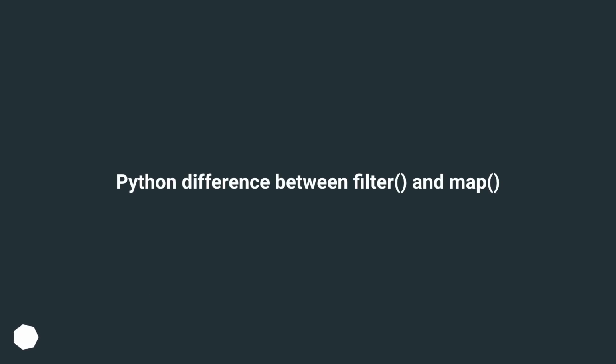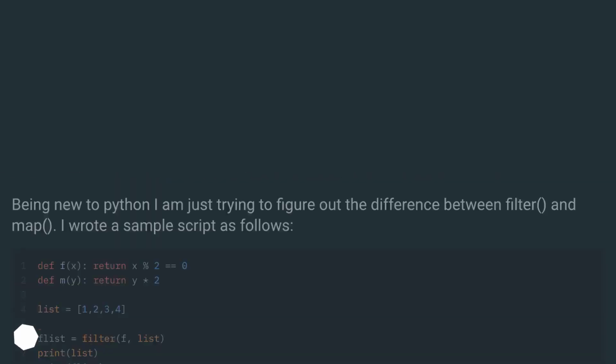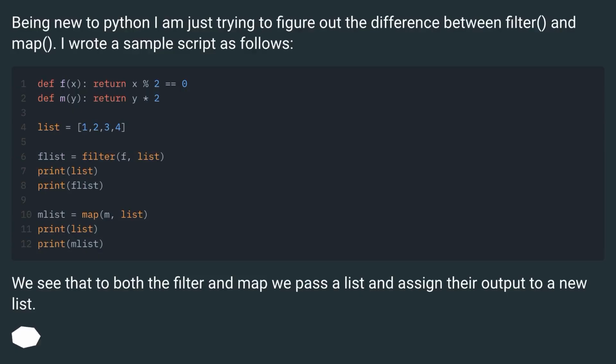Python difference between filter and map. Being new to Python, I am just trying to figure out the difference between filter and map. I wrote a sample script as follows. We see that to both the filter and map we pass a list and assign their output to a new list.